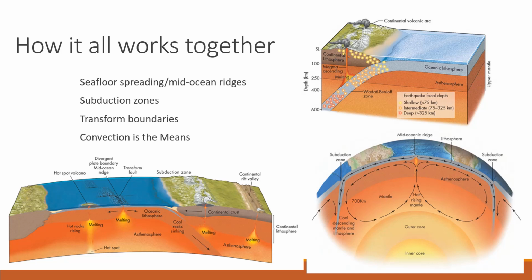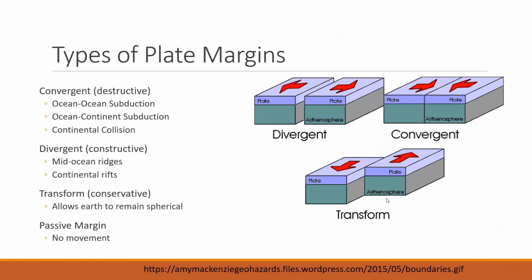And the way this all works is convection. So we are going to have these cells, these cycles within the mantle, that allow the plates to move across the surface of the asthenosphere. So there are different types of what are called plate margins. A margin is where two plates come together.